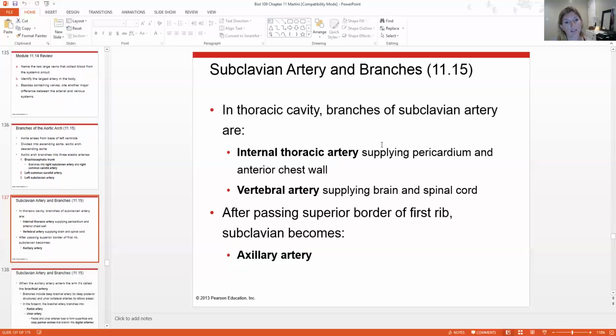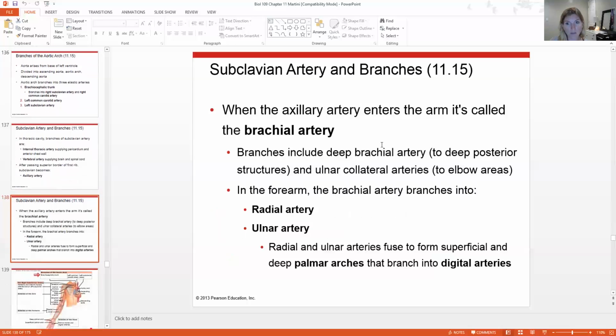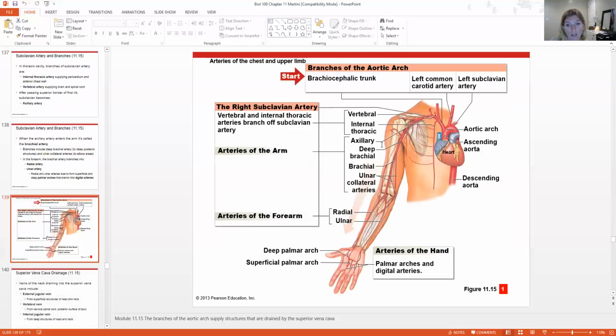In the thoracic cavity, that subclavian artery is going to branch into the thoracic artery, which is going to the pericardium in the chest, and the vertebral artery, which then goes to the brain and spinal cord. After passing through the first rib, it then becomes the axillary artery because it's now out of the clavicular area and it's in the armpit area, which is the axillary. And then it is now called the brachial artery as it's going down your arm. Then it's going to branch within the forearm to form the radial and ulnar artery, and then the palmar arches and digital artery. So again, it's the same vessel, the same tube, it's just branching a little bit and entering different areas.